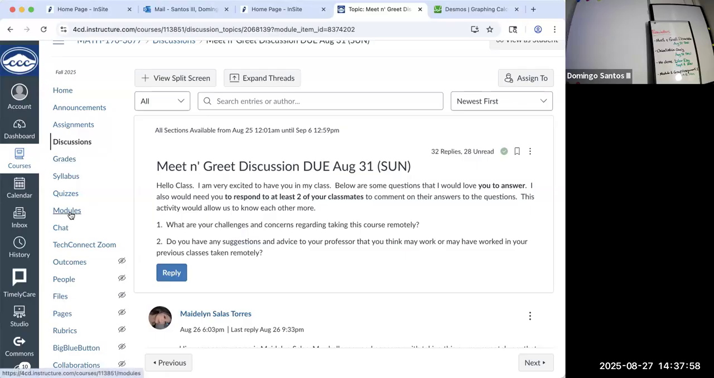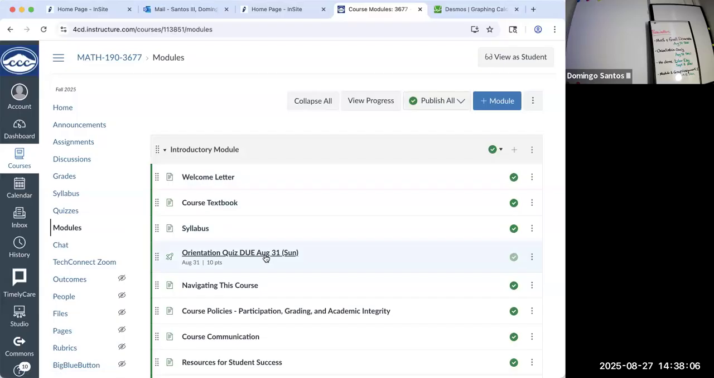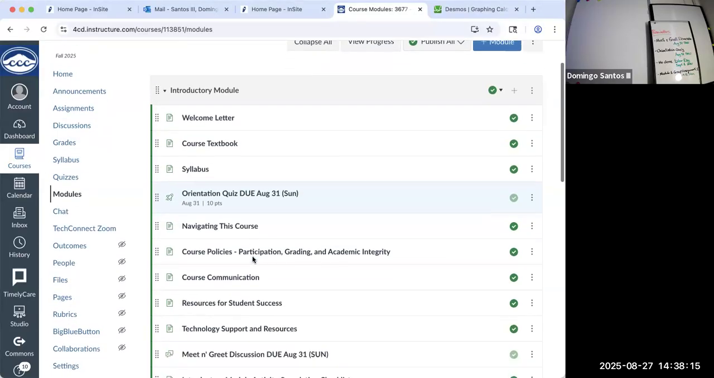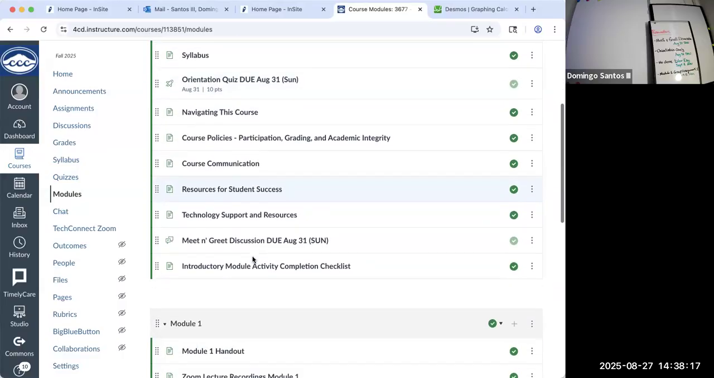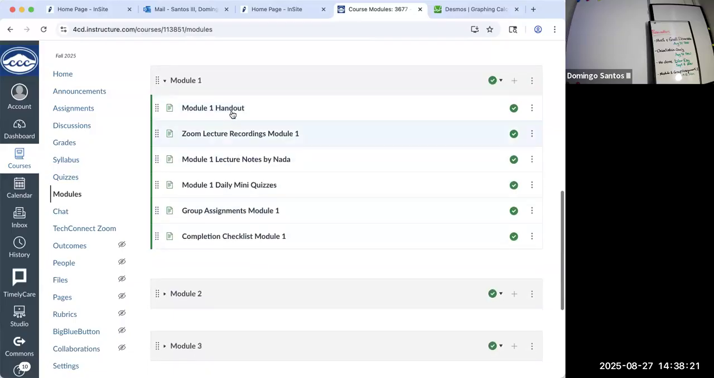This is not graded. However, it would be best if you answer them because your classmates and I would actually read it and learn from it. But the orientation quiz is graded, which would be 10 points of your grade. Okay. And also, I just need to remind you that for every module, there's a module handout.